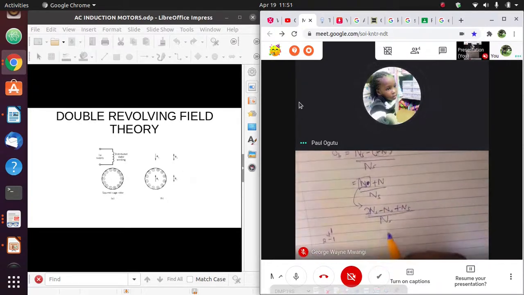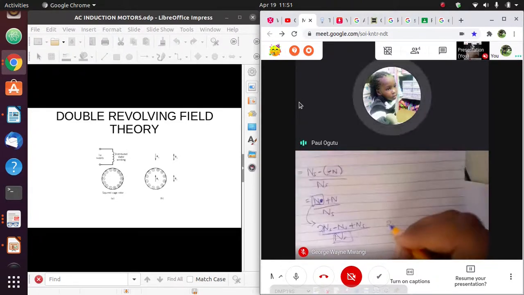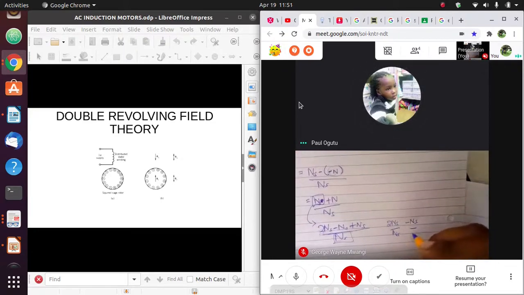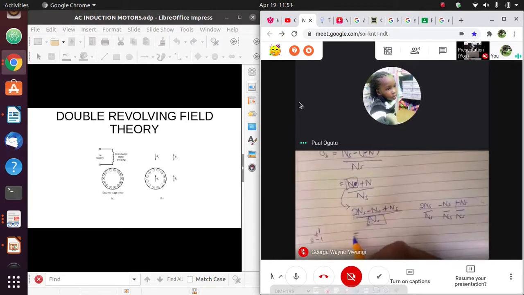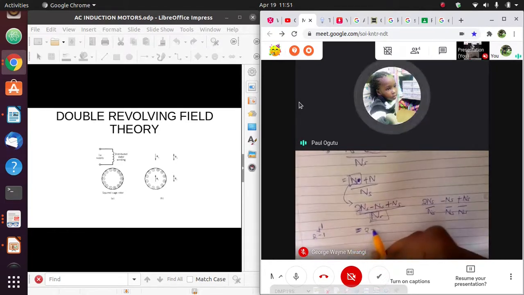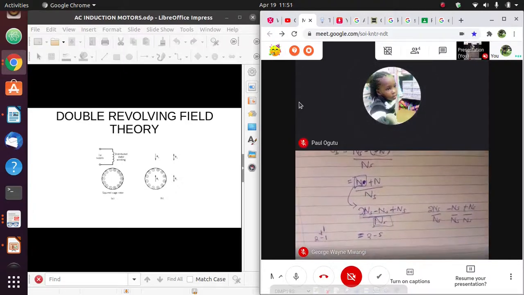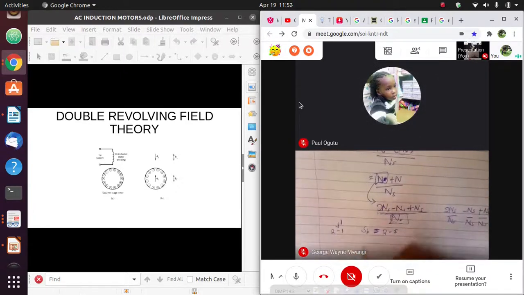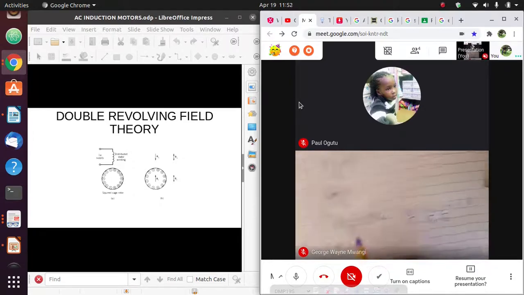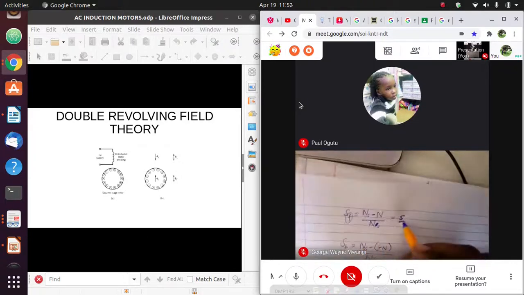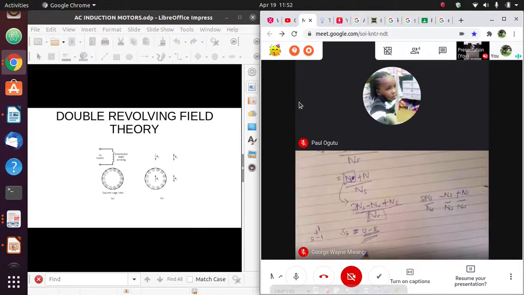Now since these values, the numerators, share a common denominator, this is like saying 2s over s, minus s over s, plus s over s. Now, the final formula for slip in the backward direction will be 2 minus s. This is the slip with respect to the backward direction. This is what I just wanted to show you, that we can represent slip in the forward direction as s, and we can represent slip in the backward direction as 2 minus s.